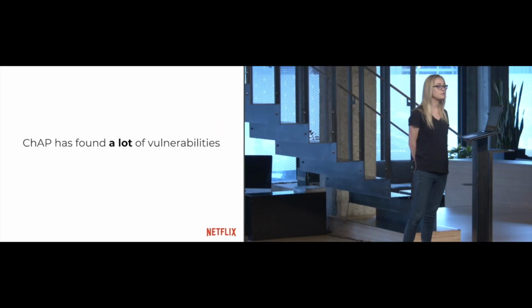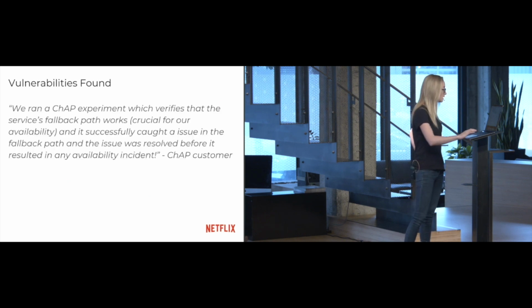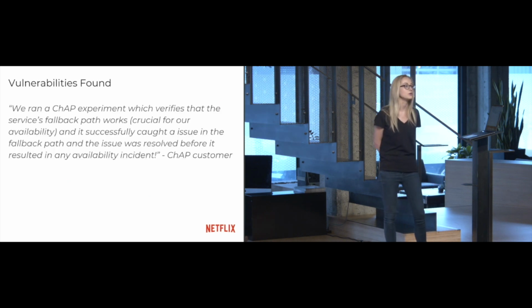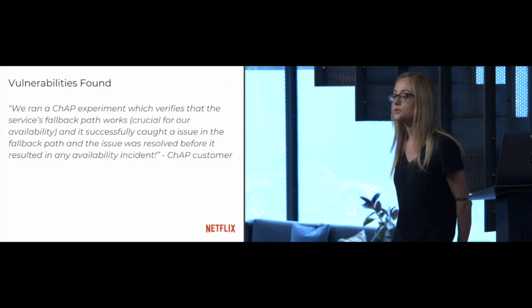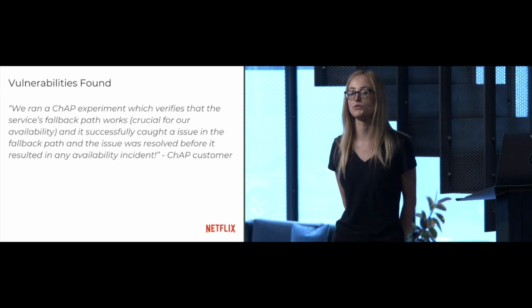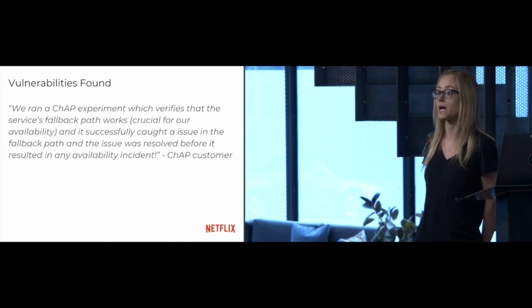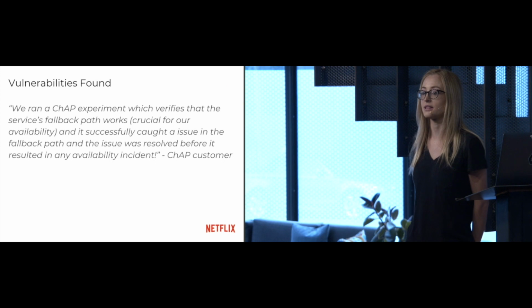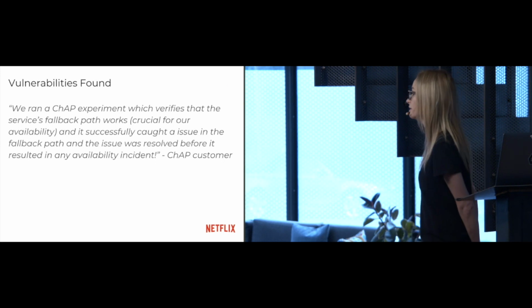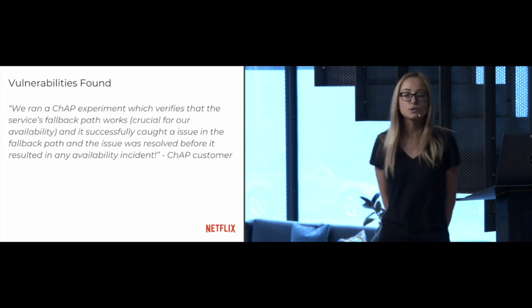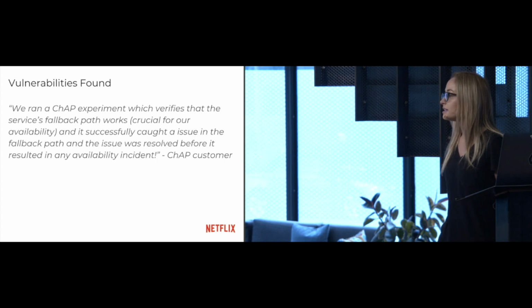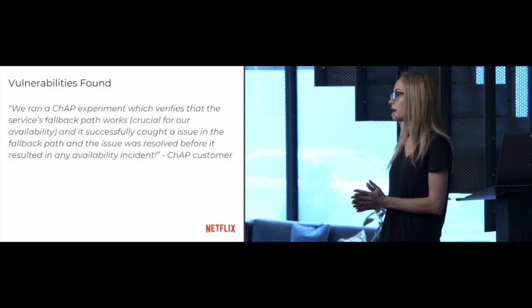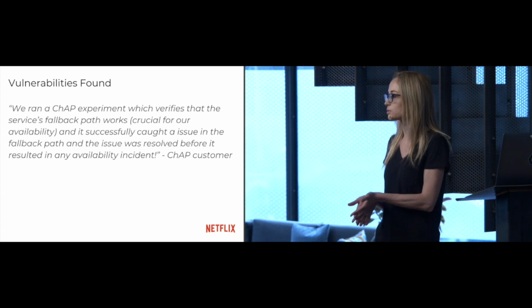ChAP has found a lot of vulnerabilities. Here are some examples. This is one of my favorite ones. The user says, we ran a ChAP experiment which verifies the service's fallback path works, which was crucial for our availability. And it successfully caught an issue in the fallback path, and the issue was resolved before it resulted in an availability incident. This was a really interesting one because this fallback path wasn't getting executed a lot. So the user didn't actually know if it was working properly.